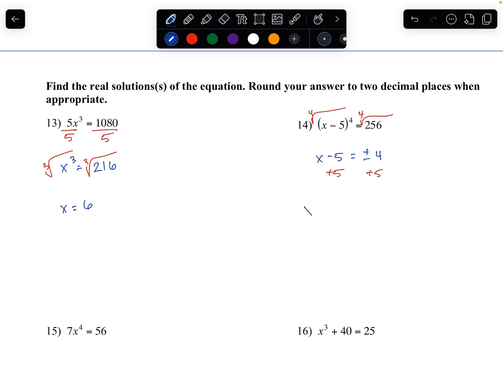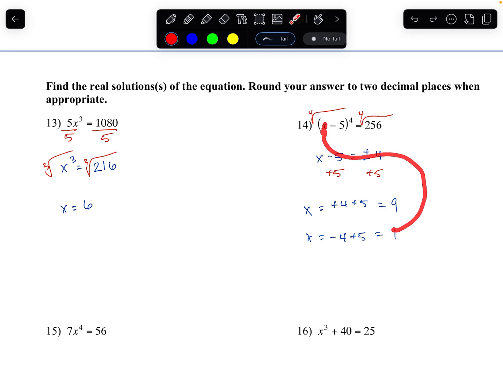Okay, so that means x could be two things. It could be positive 4 plus 5, or x could be equal to negative 4 plus 5. So in the first case, you would get 9, and in the second case, you would get 1. Now, you can even check your answer. So if I plug in 1, right here, I get 1 minus 5, which would be negative 4, and negative 4 to the fourth is 256, so that checks out. And then if I plug in 9 here, 9 minus 5 would also be 4. Yeah, so those are my solutions. I got two solutions there.